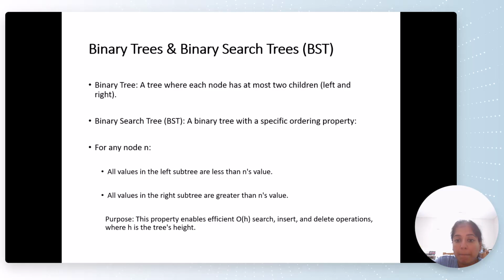If we talk about a binary tree, it is a tree in which each node can have at most 2 children, one left child and one right child. That is called a binary tree.